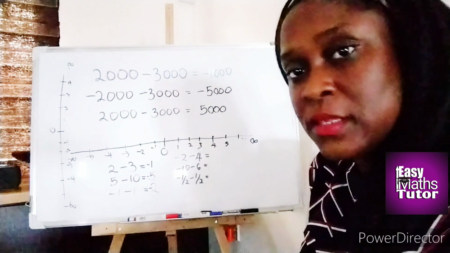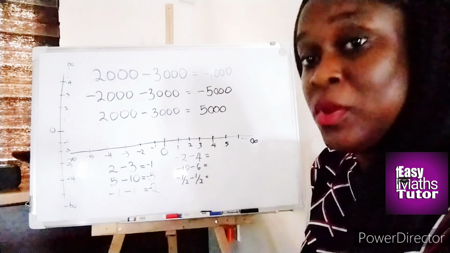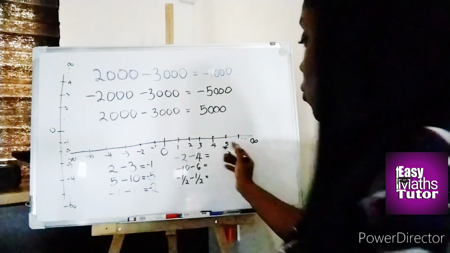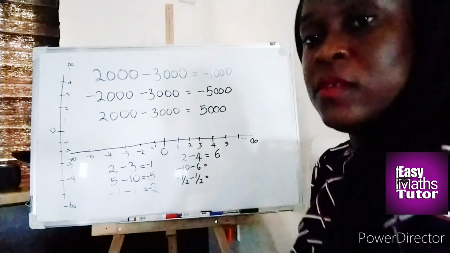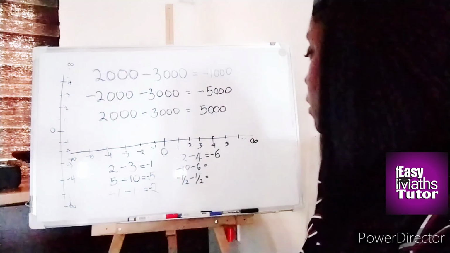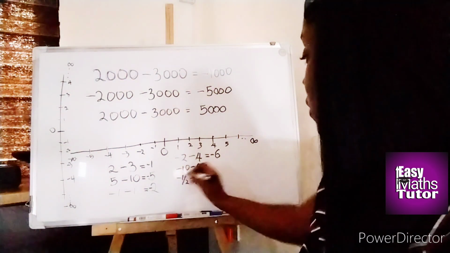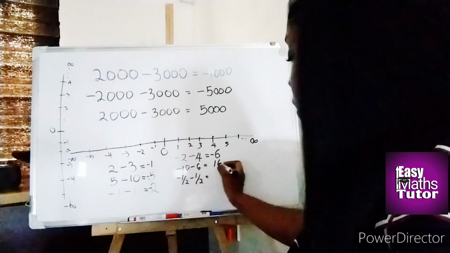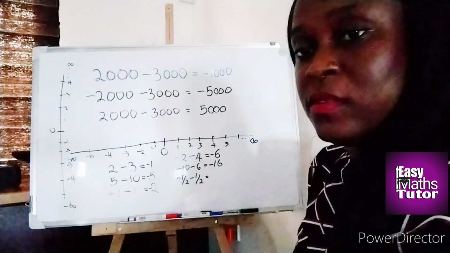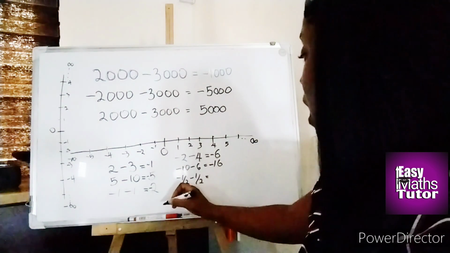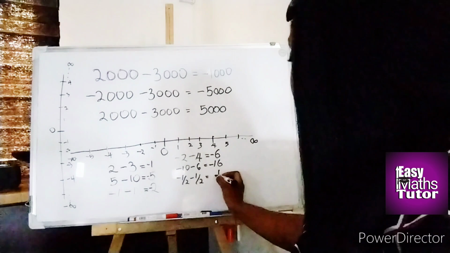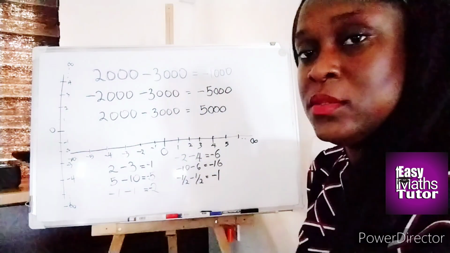That means we're simply going to add. So 2 plus 4 will give us what? 6. And because they're both negative, it will be minus 6. We have 10 plus 6 give us what? 16. And because they're both negative, it will be minus 16. We have half plus half giving us 1. And because they're both negative, it's going to be minus 1.